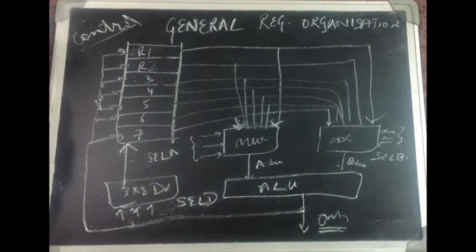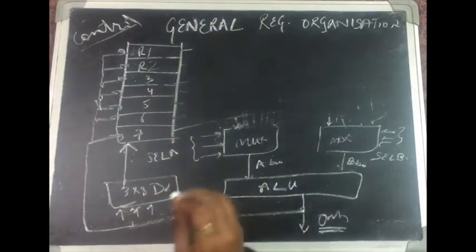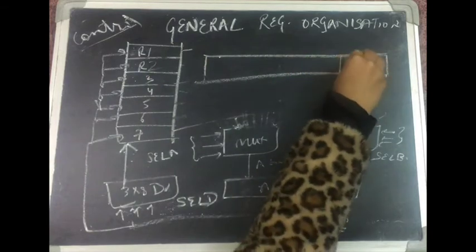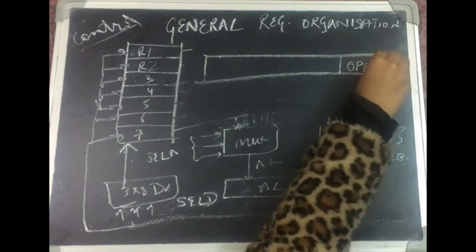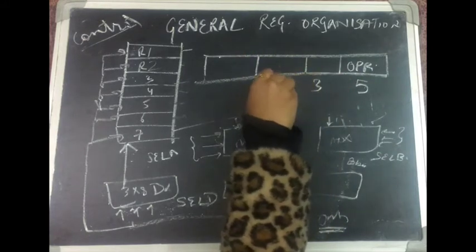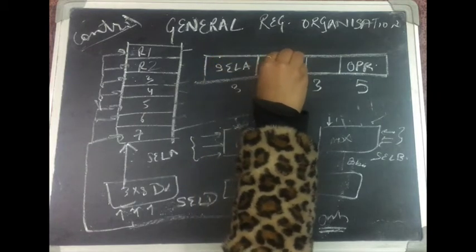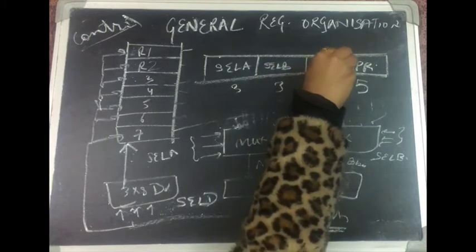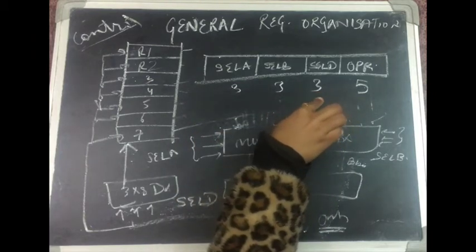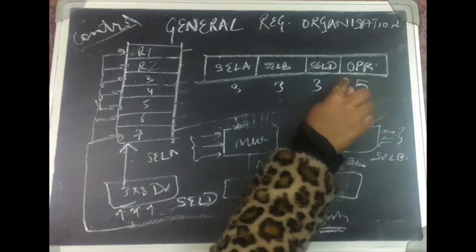Now the next thing that you need to know is the control word. A control word consists of four parts. What is a word? A word is a collection of bits. So 5 bits for the operation and 3 bits each for the select lines: select A, select B, and select D. That is, select the input register A, select the input register B, and select the output register, the register where I want to store my output. And the operation field is the operation to be performed by the instruction.